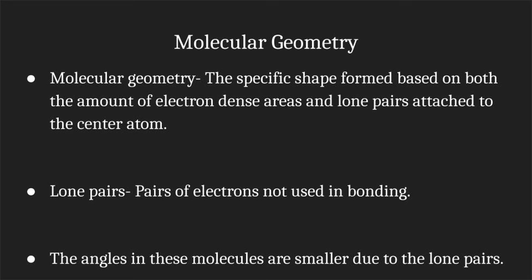Now, a good way to think of the difference between domain geometry and molecular geometry is with ice cream. The domain geometry is the ice cream, and the molecular geometry is the specific flavor of ice cream. So now, let's move on to our first molecular shape.